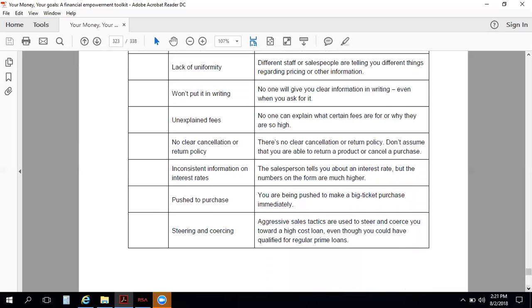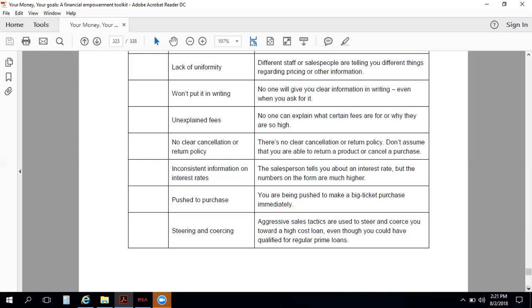There are unexplained fees. No one can explain what certain fees are or why they are so high. There's no clear cancellation or return policy. Don't assume that you are able to return a product or cancel a purchase.